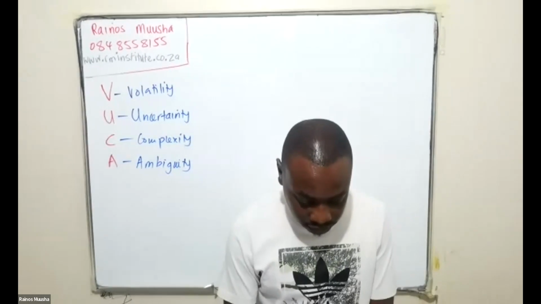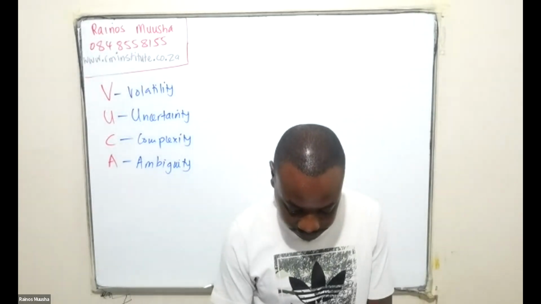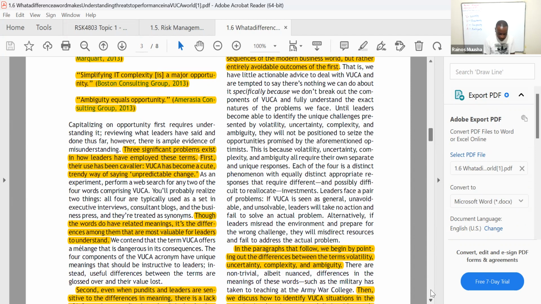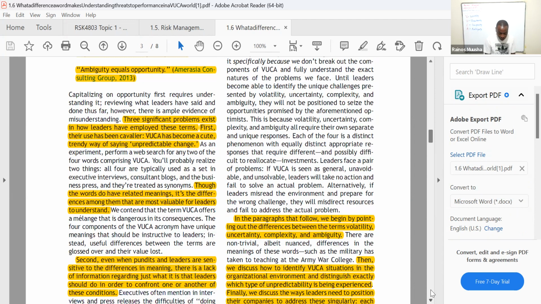So going back to the article, they say three significant problems exist in how leaders have employed these terms. First, their use has been cavalier. That is, VUCA has become a cute, trendy way of saying unpredictable change. Though the words do have related meanings, it's the differences among them that are most valuable for leaders to understand.